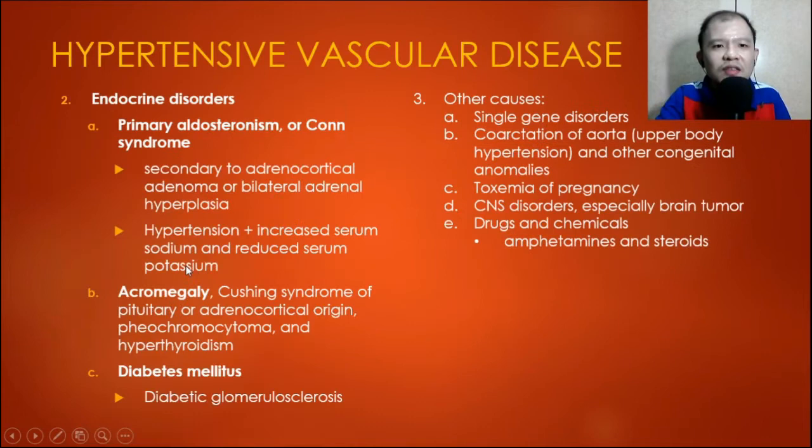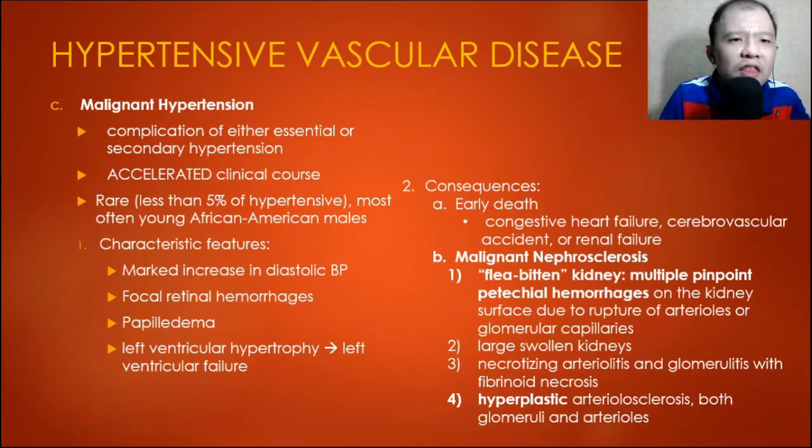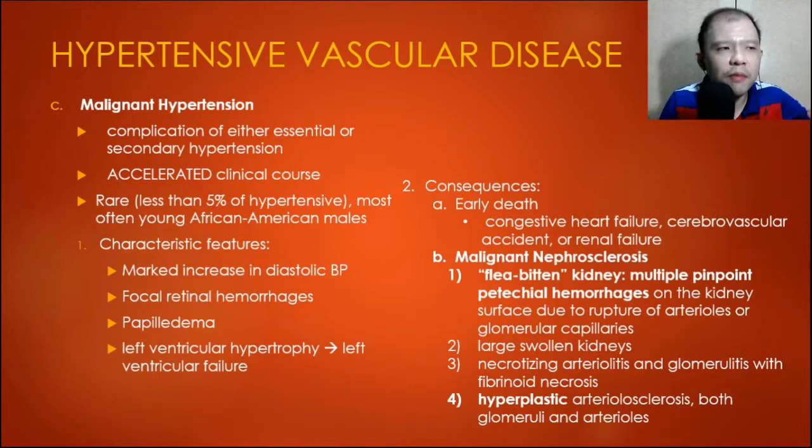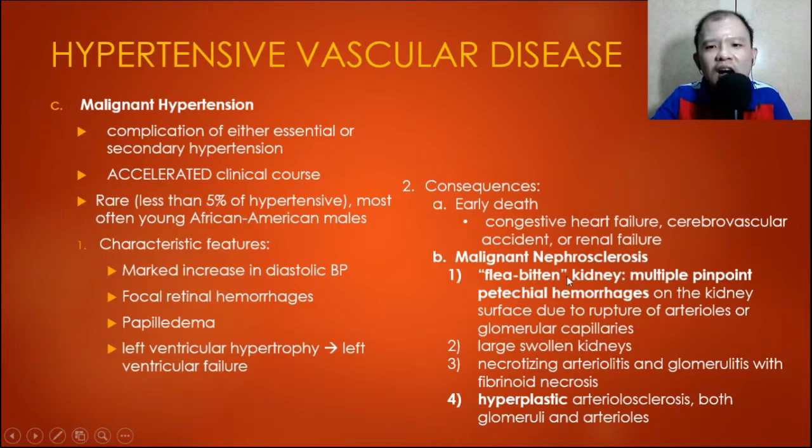And we also have a third type of hypertension, where the precedent is either essential hypertension or secondary hypertension, but here you have an accelerated clinical course. That is what we call malignant hypertension. And what are the features? Aside from end organ damage, you have a grossly flea-bitten kidney. That is what we call malignant nephrosclerosis. This is secondary to rupture of the blood vessels in the kidney.